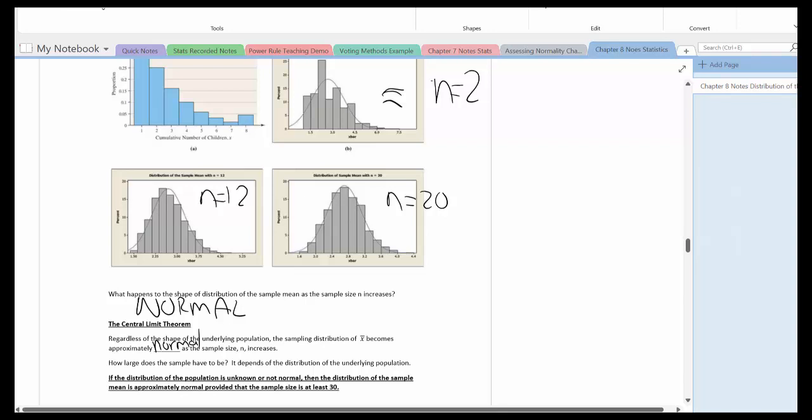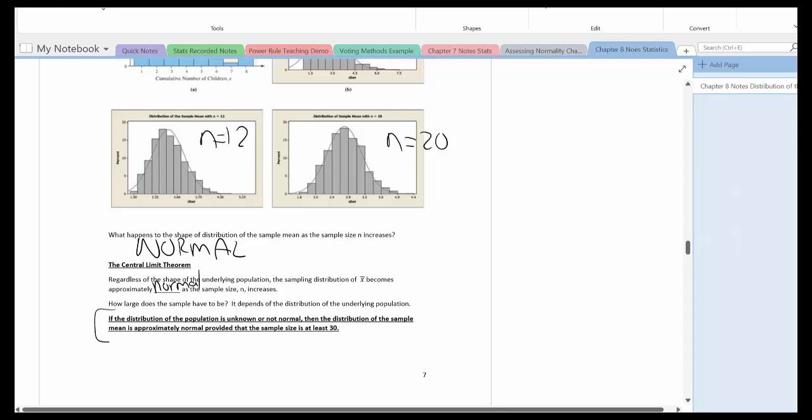So how large does a sample have to be? Well, that depends on the distribution of the underlying population. Here's a good rule of thumb moving forward. If the distribution of the population is unknown or not normal, then the distribution of the sample mean is approximately normal, provided that the sample size is at least 30. This is going to be extremely important moving forward, so make sure you understand this.